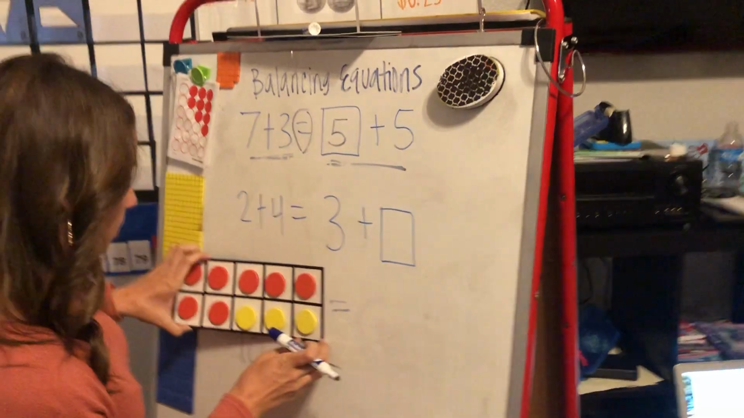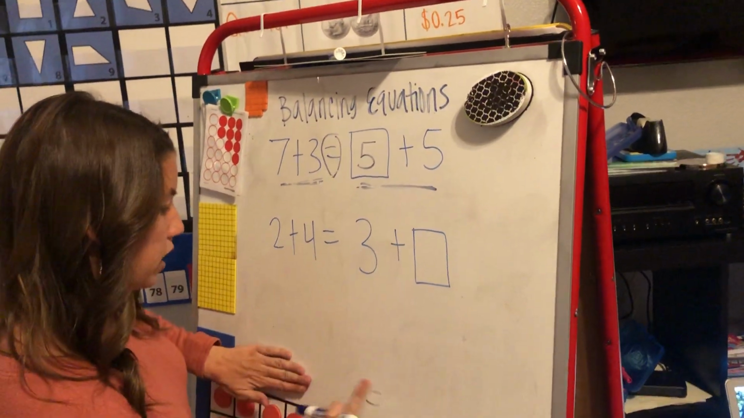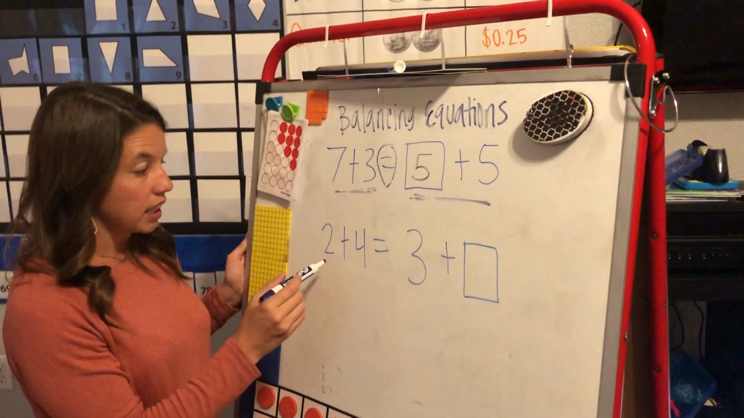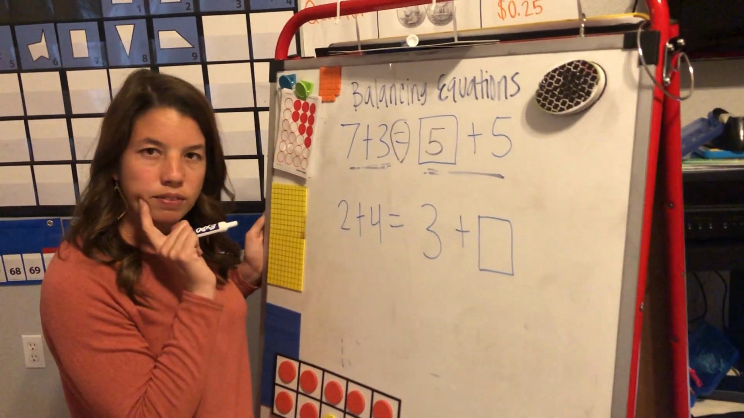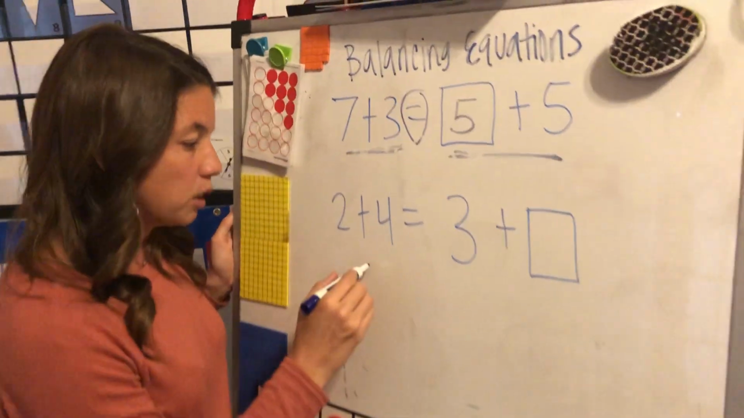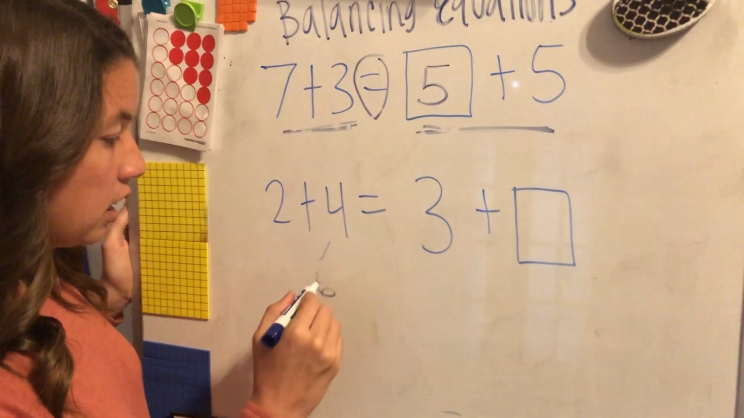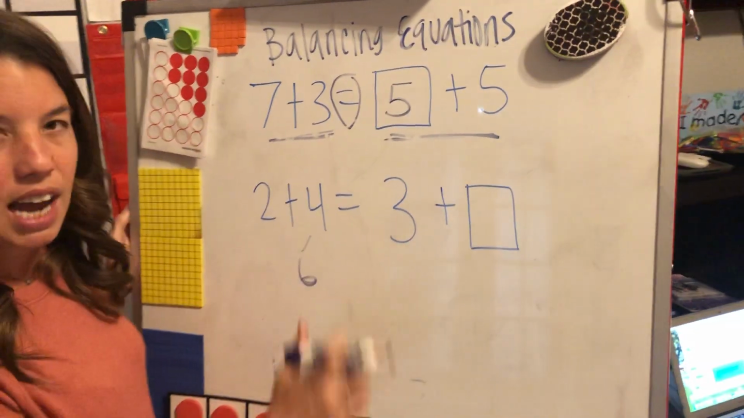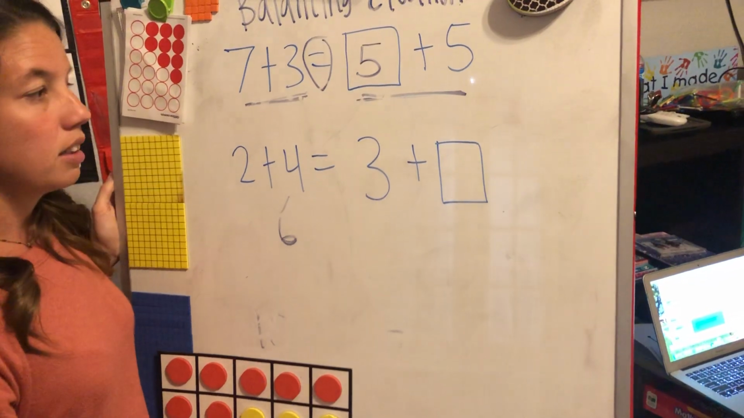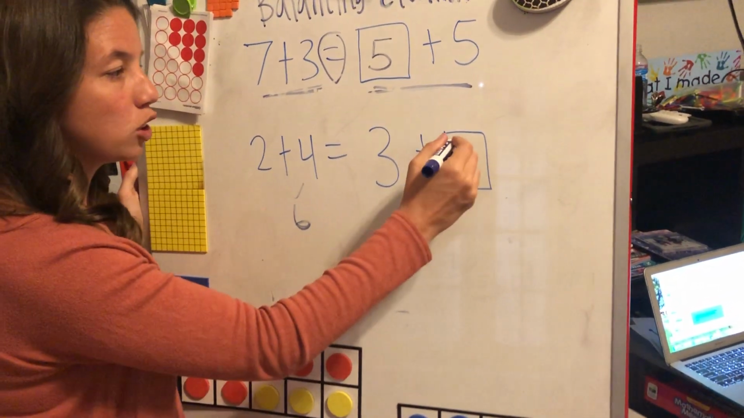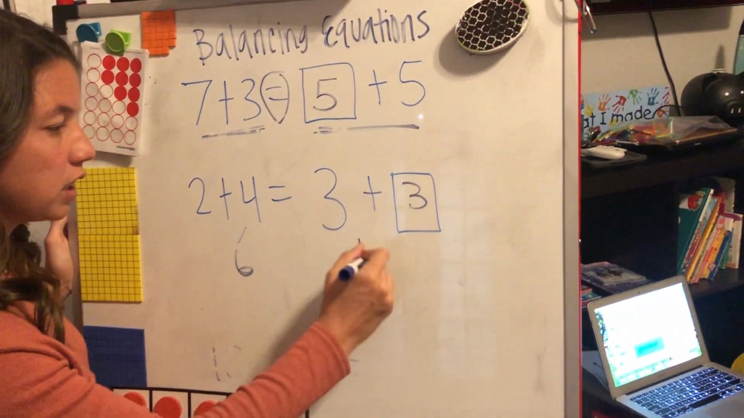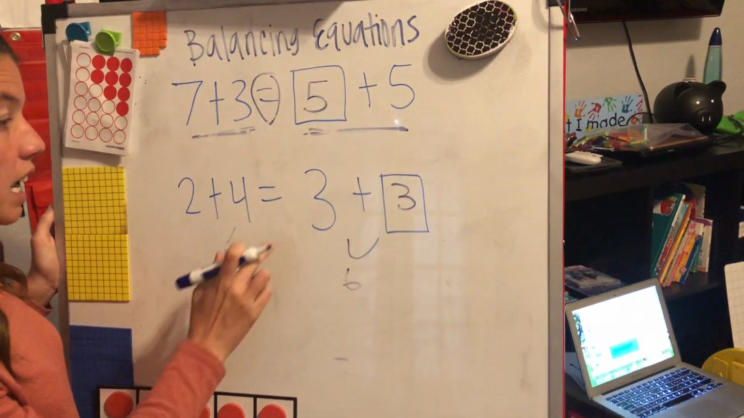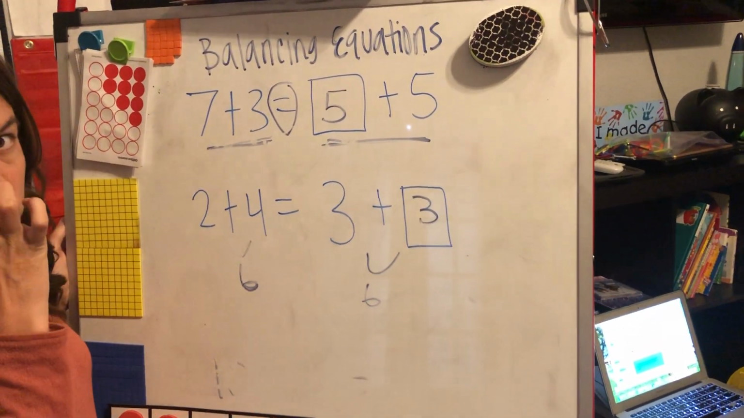All right? And then let's look at this one. Let's see if we can do it without the tens frame. So this says 2 plus 4 equals what? That's right. This one equals 6. So then, in order to make this the same as this, what do we need to add to the 3? That's right. We know 3 plus 3 is a double. We know that 3 plus 3 equals 6. So 2 plus 4 is the same as 3 plus 3.